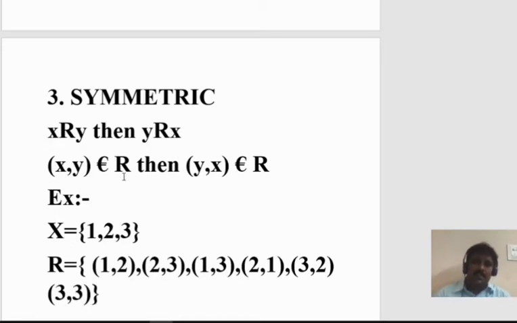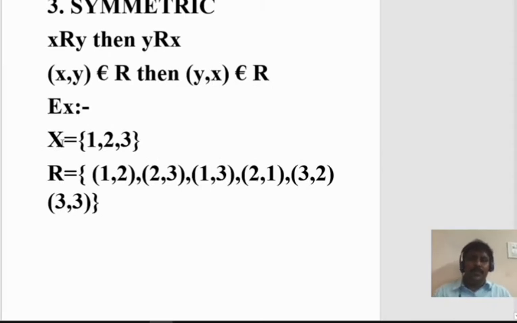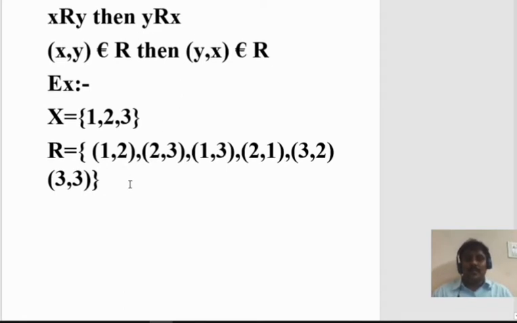So this is the problem. Now we have to check whether it is symmetric or not. The set X takes the values 1 to 3, and the relation is given by the values (1, 2), (2, 3), (1, 3), (2, 1), (3, 2) and (3, 3). We already know that symmetric means if x is related to y, then y is related to x. First of all, we see whether it is symmetric or not.